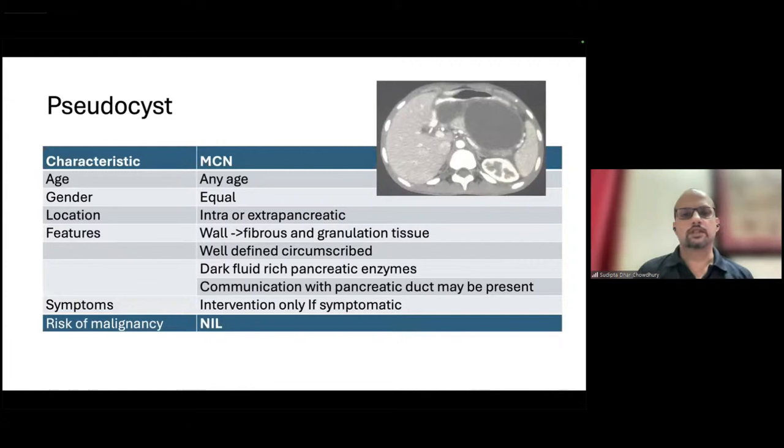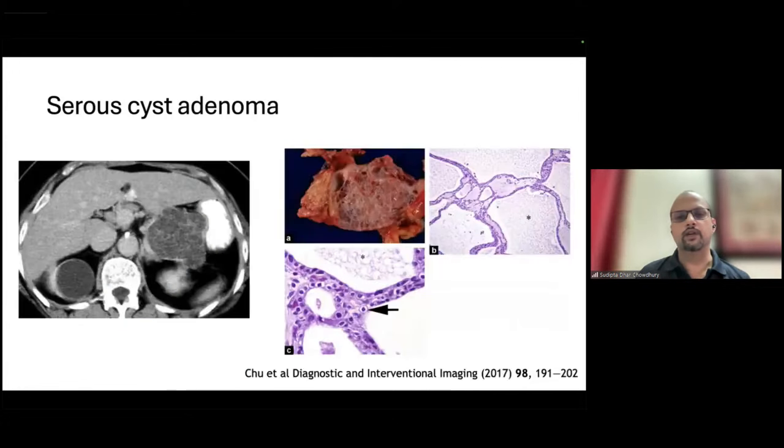If you look at a pseudocyst, the pseudocyst usually develops as a consequence of acute pancreatitis or acute on chronic pancreatitis, and this can happen at any age. Sorry for the typo, there should be pseudocyst here. They are intra- or extrapancreatic, the wall contains fibrous or granulation tissue, well-circumscribed, and the fluid is very dark, rich in pancreatic enzymes. Usually, you'll see a communication with the pancreatic duct, and intervention only if the patient is symptomatic. However, the risk of malignancy in this is very, very low.